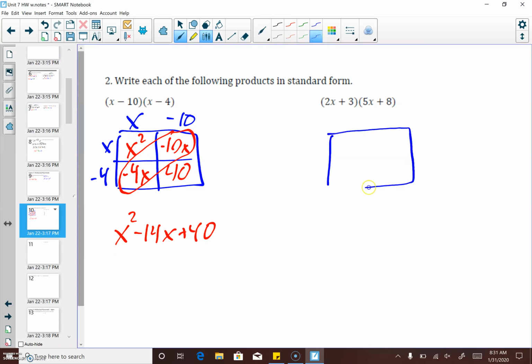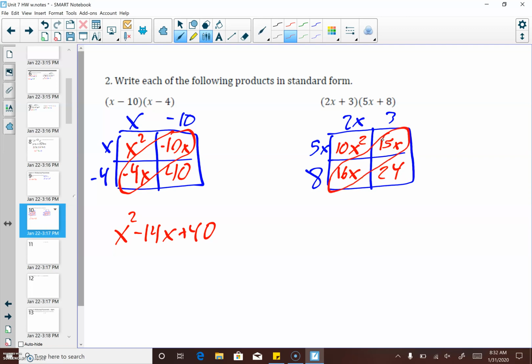Second one, same thing. We're going to multiply in our boxes. So we get 2x and 3, and then 5x and 8. 5x times 2x, well, 5 times 2 is 10, and x times x is x squared. 5x times 3 is 15x. 8 times 2x is 16x, and then 8 times 3 gives us 24.